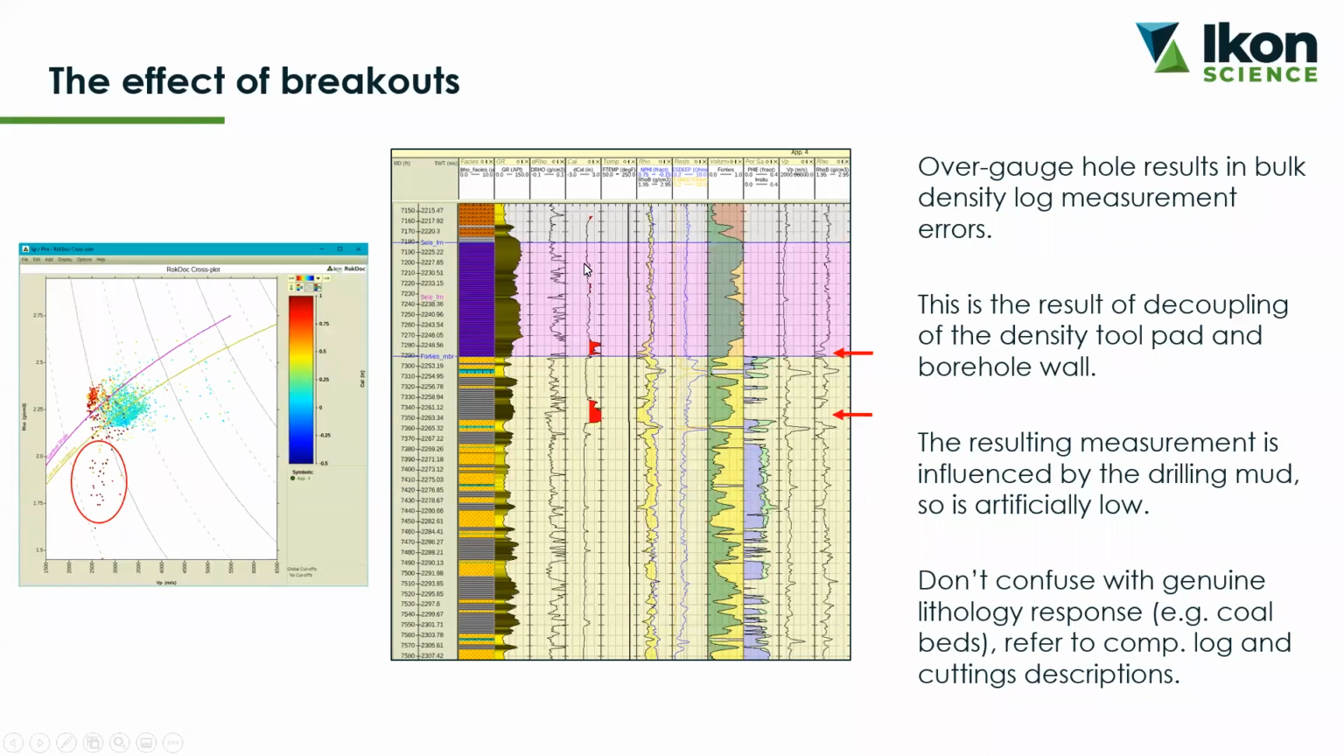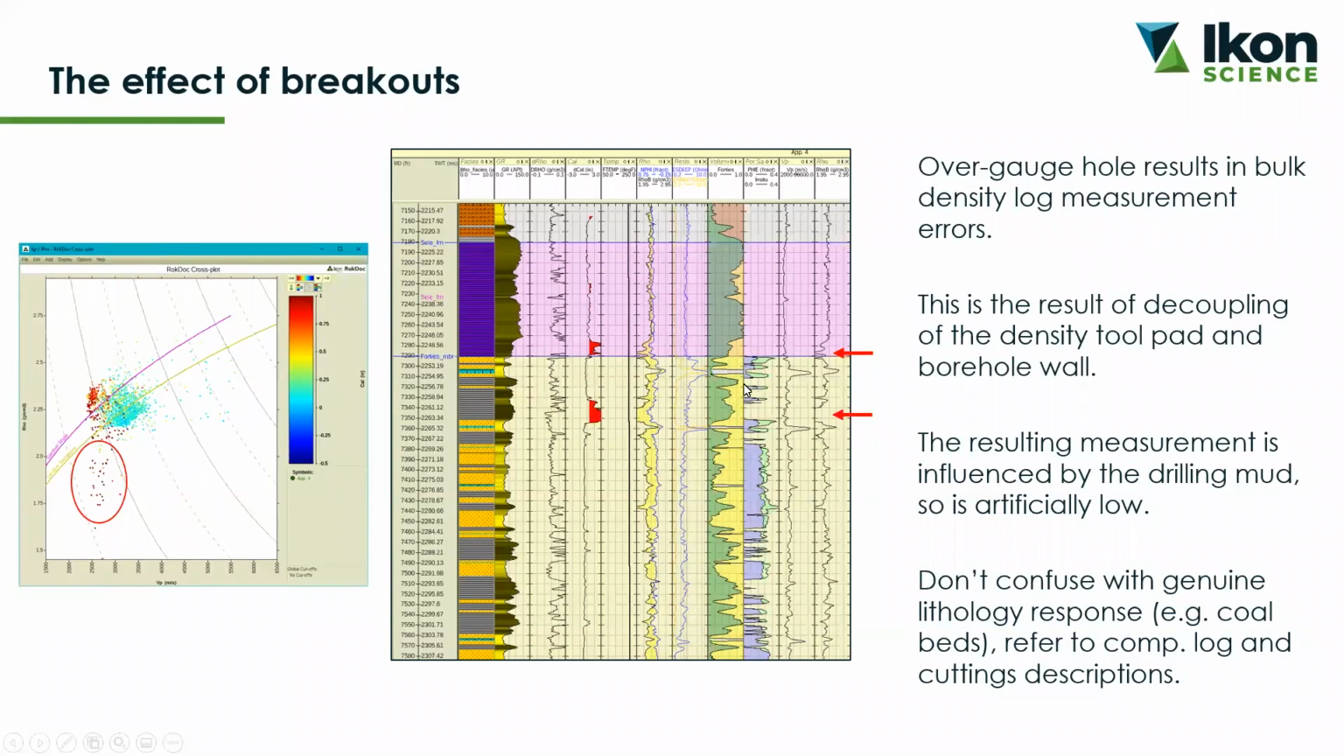I'm indicating the caliper track. And this is a decal, or what we call a caliper minus bit size curve. And it's highlighting in red where the washouts are, according to the caliper. And then let's take a look at the density, which is the last track in the well panel. And the red arrows are indicating where the density drops because of the washout.